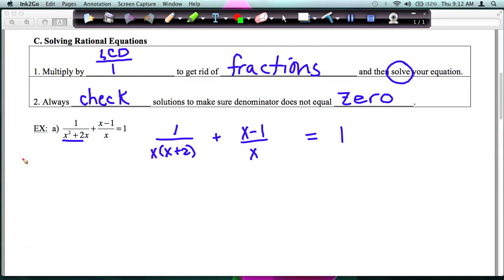Okay, the next thing you want to do is figure out what the LCD is once you've factored. Looking at these two denominators, this is just 1 over 1, so I don't need to worry about that 1. There's no number except for 1, so let's go to the variable. x and x, largest exponent is just x. And then there's the factor of x plus 2. So that is my LCD. To get rid of these fractions, I'm going to multiply every single term, so all three of these, by x times x plus 2 over 1. It's just like multiplying everything by the same number, keeps an equivalent equation, like this.